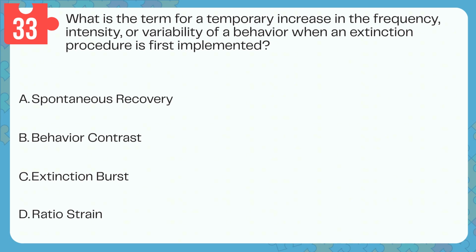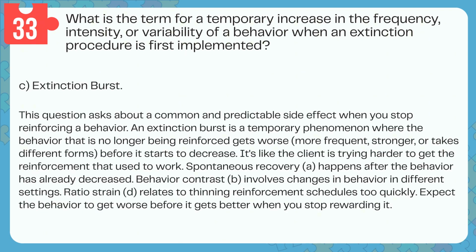Question 33. What is the term for a temporary increase in the frequency, intensity, or variability of a behavior when an extinction procedure is first implemented? A. Spontaneous recovery. B. Behavior contrast. C. Extinction burst. D. Ratio strain. Answer C. Extinction burst. This question asks about a common and predictable side effect when you stop reinforcing a behavior.